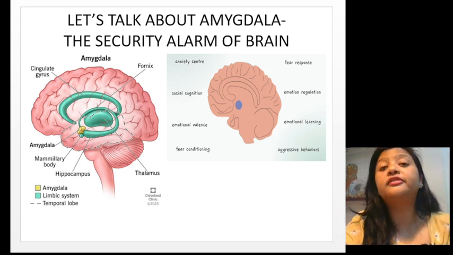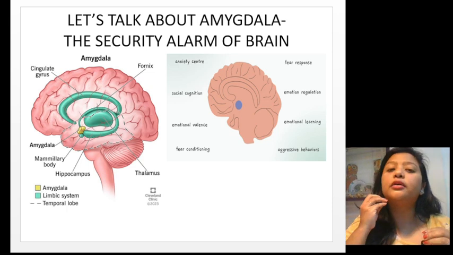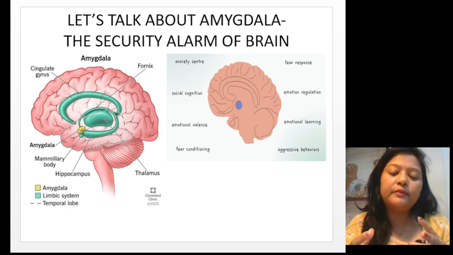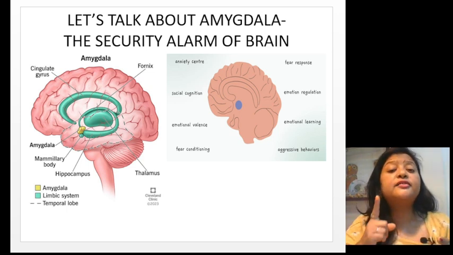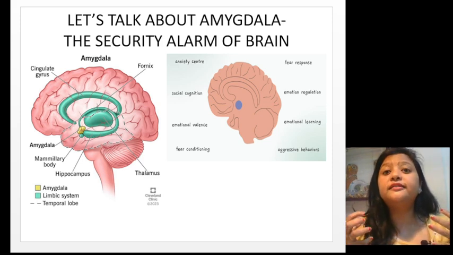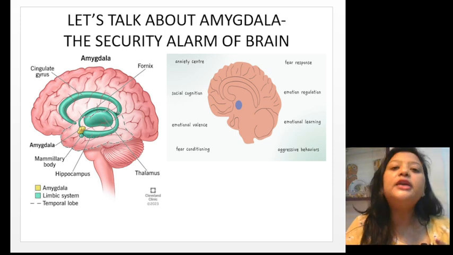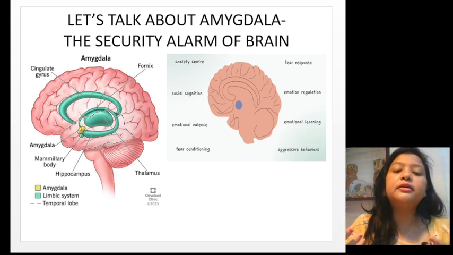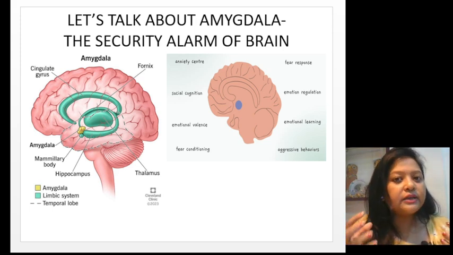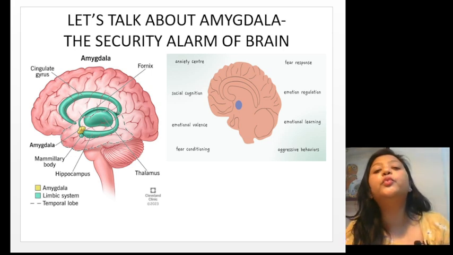As I already told you, the amygdala is responsible for the fear and aggression part. Let's talk a bit more about it, because the amygdala is very important. It is also known as the security alarm of the brain. That means whenever you start feeling something different from what you feel regularly, like stress, your body will detect it and the message goes to the brain. As soon as the brain gets that message of stress, it acts as a security alarm. What does an alarm do? An alarm awakes us.